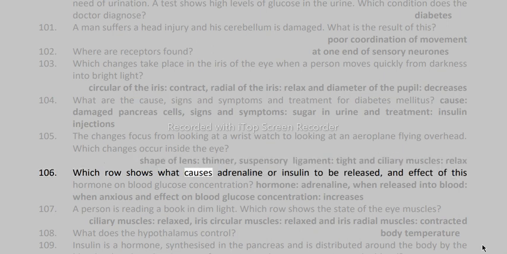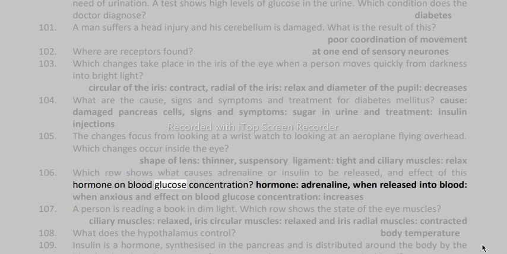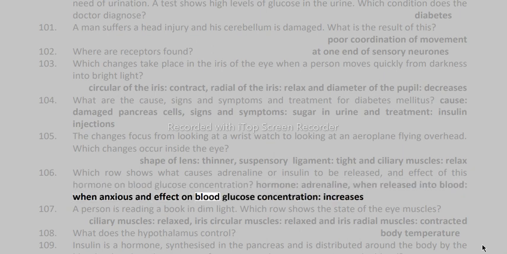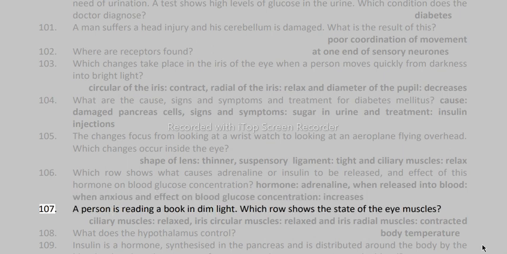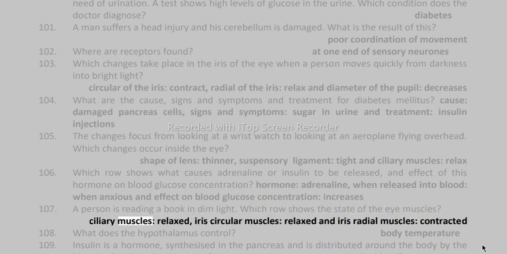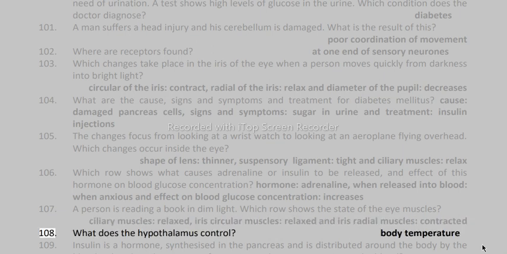106. Which row shows what causes adrenaline or insulin to be released, and an effect of this hormone on blood glucose concentration? Hormone, adrenaline; released into blood when anxious; effect on blood glucose concentration, increases. 107. A person is reading a book in dim light. Which row shows the state of the eye muscles? Ciliary muscles, relaxed; iris circular muscles, relaxed; and iris radial muscles, contracted.